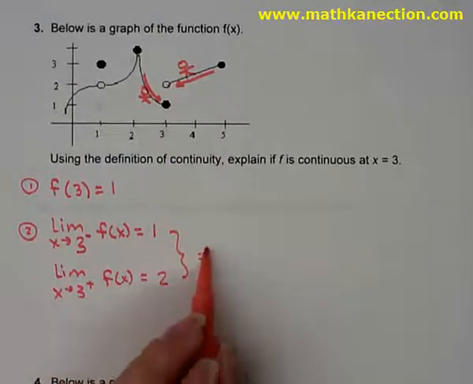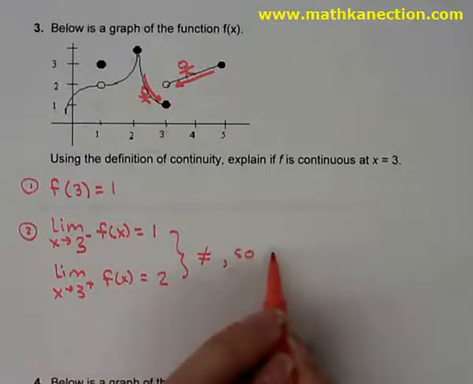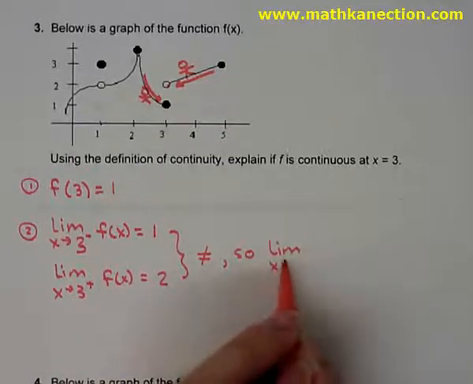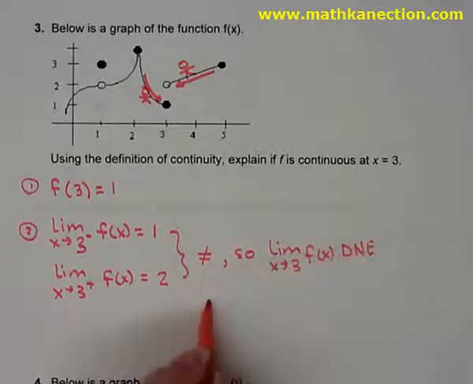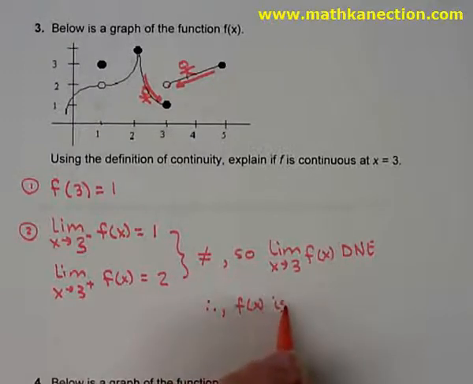Those two are not equal to each other, so the limit as x approaches 3 of f of x does not exist. Therefore, f is discontinuous at x equals 3 since the limit as x approaches 3 of f of x does not exist.